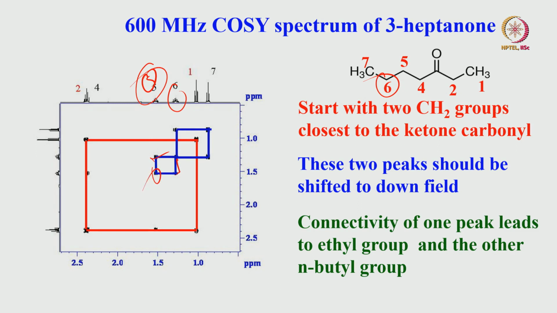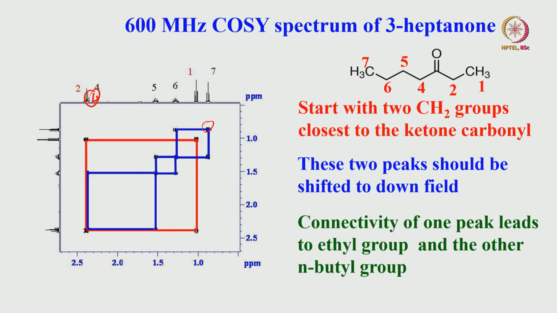Further, what I am going to do? I will start with 5, come down and complete the square. That means this has to be 4. So, 4, 5, 6, 7 forms one spin system. Start with 4, go here to 5, go with 6 and then meet 7. So step by step, like a ladder, you can go and make the assignment.